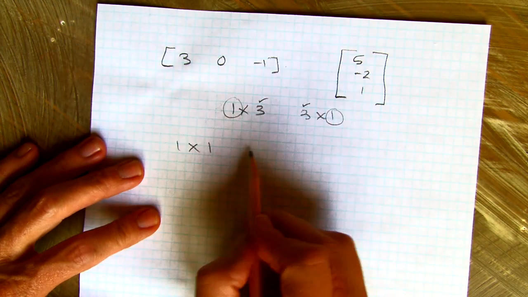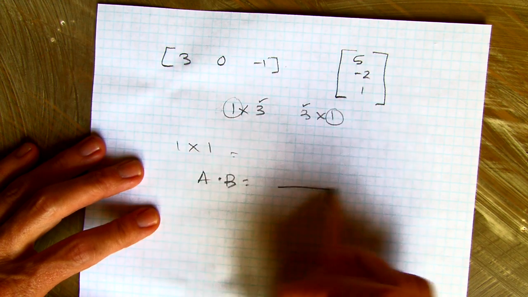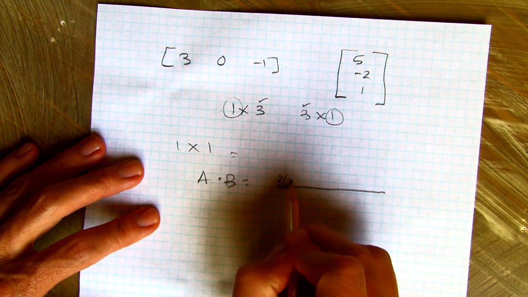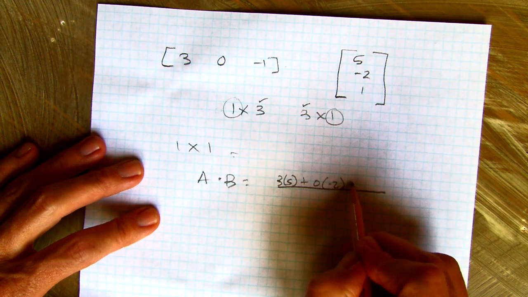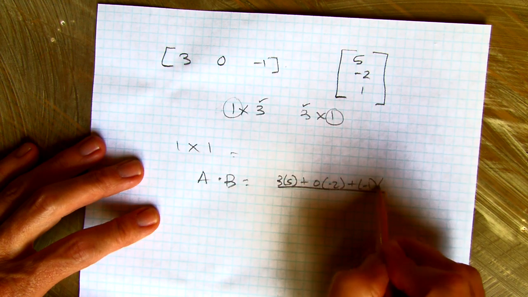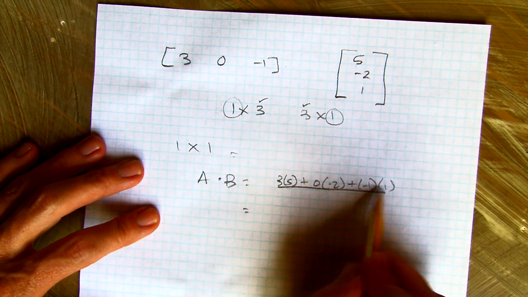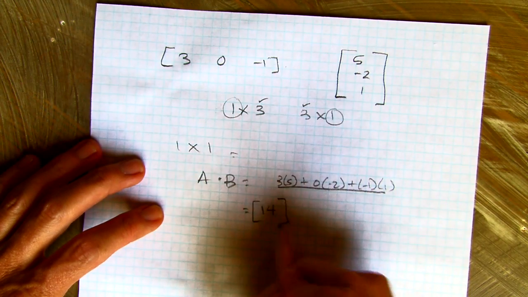Because what are you going to do? It's a 1 by 1. So A times B in this case is row 1 times column 1. It would be 3 times 5 plus 0 times negative 2 plus negative 1 times 1. And that would be 15 minus 1. It would be 14. That would be your answer.